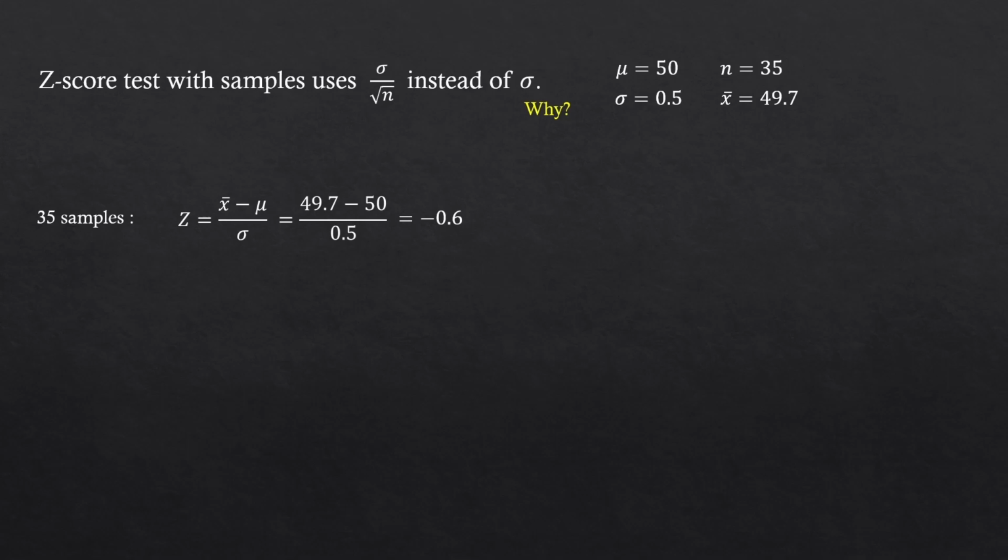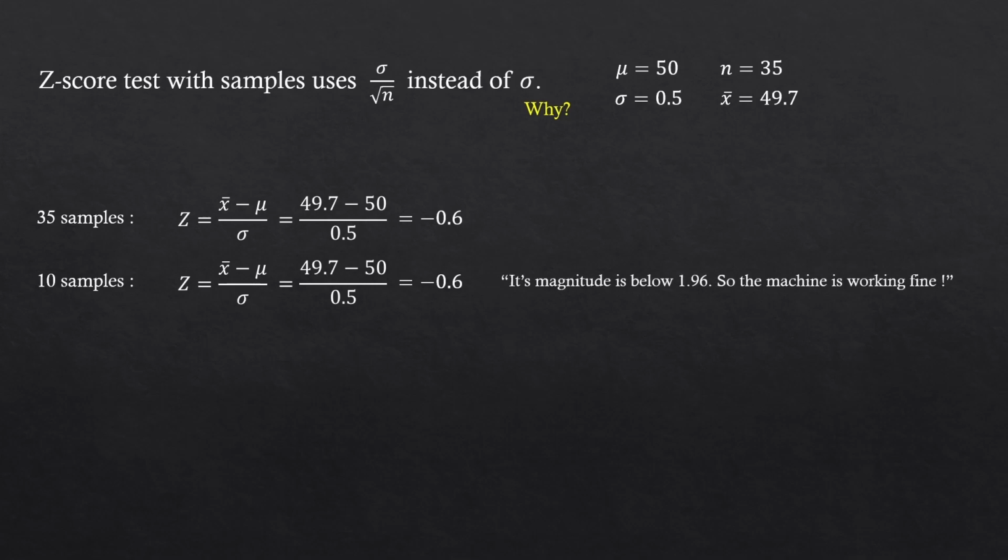Now here's the thing. Imagine that you were actually using only 10 samples before, not 35 samples. Then with the population version, you would still get the same value. Then what's the point of having many samples if the results are the same? Don't you agree? What's the point? Moreover, it's below 1.96, so you'll be thinking that the machine is working fine when it's not.